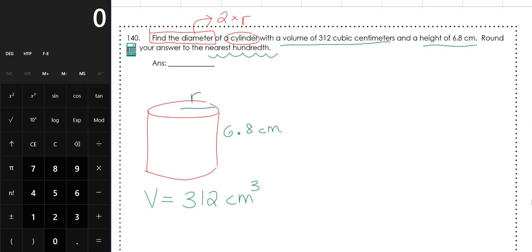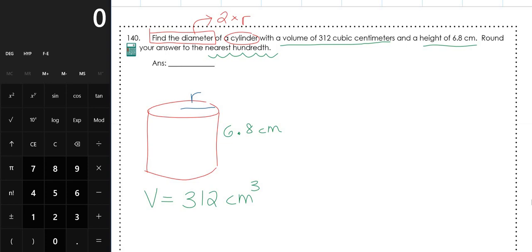Okay, so let's go back. Now, you have to think to yourself, if they give you a volume or a surface area or a circumference, if they give you something that uses a radius or a height in order to get that volume or circumference or area, then this is a problem where you're working backwards. So you need to ask yourself, how did they come up with 312? What formula would they have used?